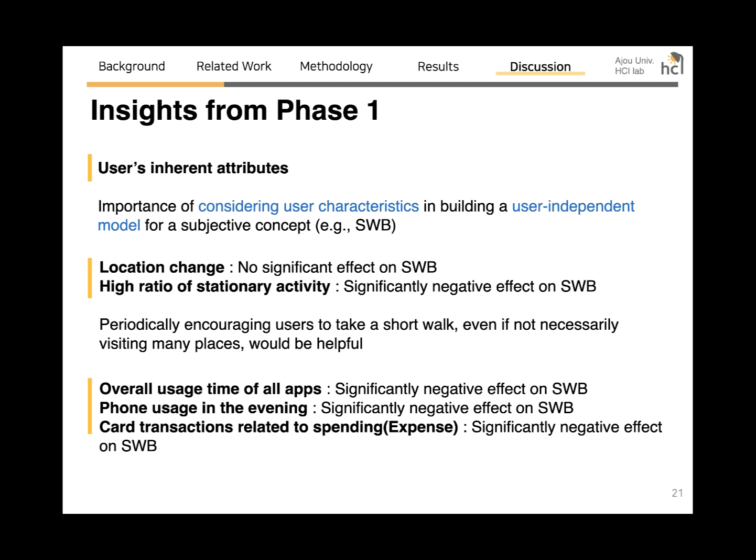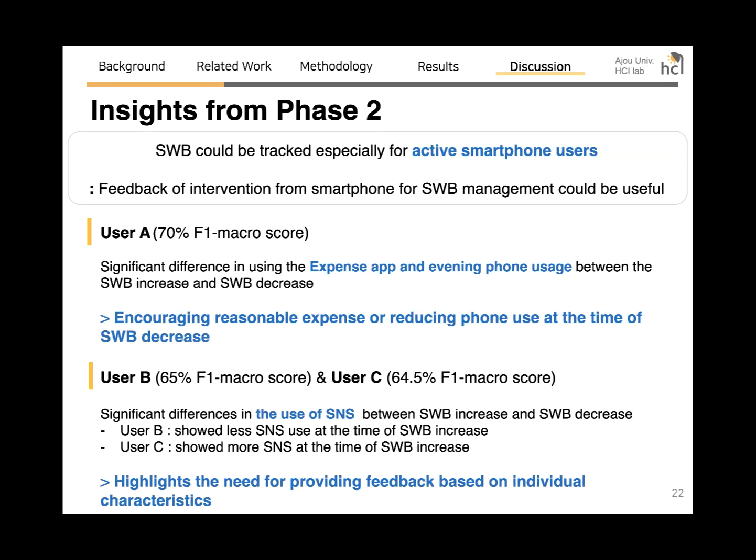Second, other types of smartphone features including overall usage time of all apps, phone usage in the evening, and card transactions related to spending are negatively related to subjective well-being. These negative factors can be controlled by notifying users to reduce such phone usage when the smartphone detects a significant increase of them. Next, through the analysis results of phase 2, we have confirmed that our model worked well with active smartphone users, and we would like to emphasize the need for individual feedback.